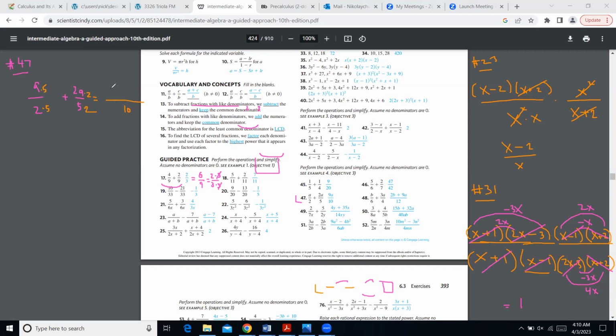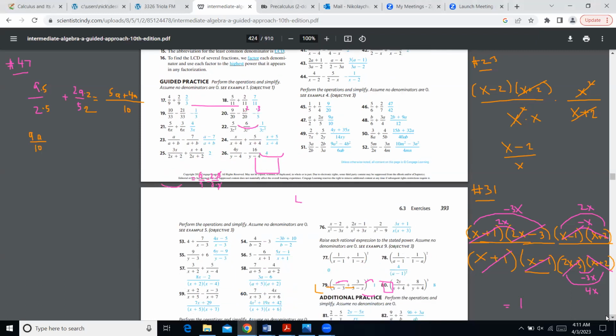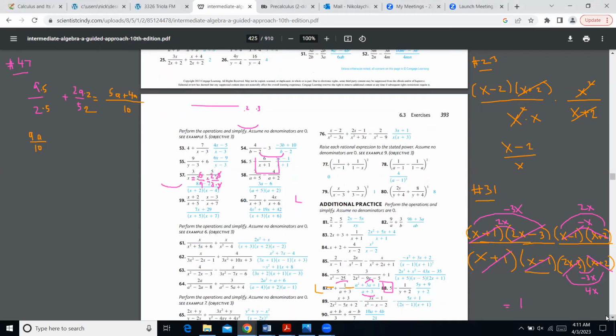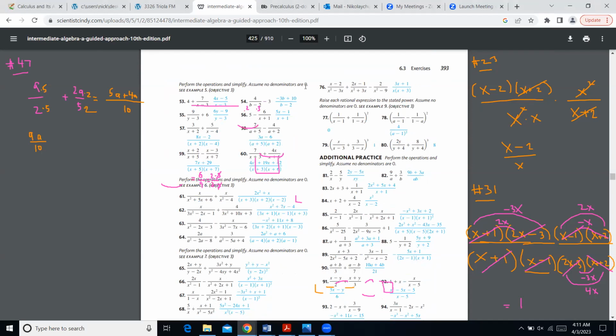So I end up with 5a added with 4a. And when I add 5 and 4, I'm going to get 9a divided by 10. So we need to produce the same exact denominator, then we can add or subtract our fractions. So let me try on the next page, exercise number 53.